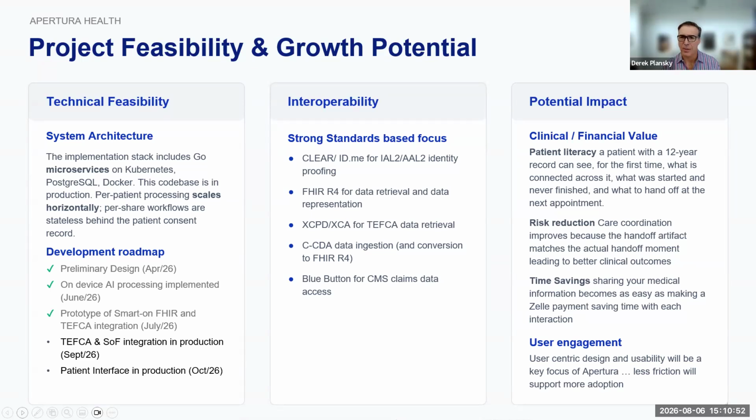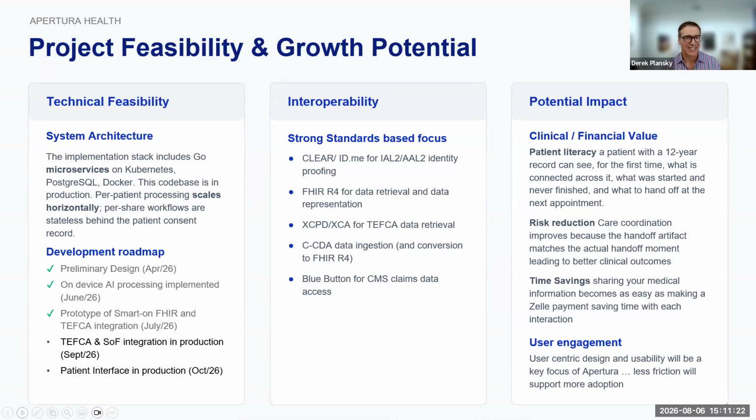Interoperability, I mentioned some of the standards previously, but we're leveraging IAL2 and AAL2 identity proofing through Clear and ID.me, naturally FHIR R4 because that's the EHI extract. We're also leveraging what can be done with individual access from TEFCA, so that goes back to HL7v3 and XCPD and XCA. And we're also working on integrating the Blue Button CMS claims data access so that we can bring in payer data as well.